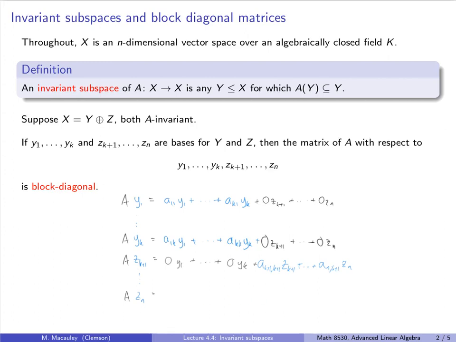So finally, the last line is also going to be 0 y1 plus 0 yk plus ak plus 1 n zk plus 1 and so on up to ann zn. Details really aren't that important. So the main point is that the only non-zero entries are in these two blocks. So we have one block here, another block here. And because these spaces are A-invariant, all of these entries here and all of these entries here are going to be 0. So that's important to keep in mind.